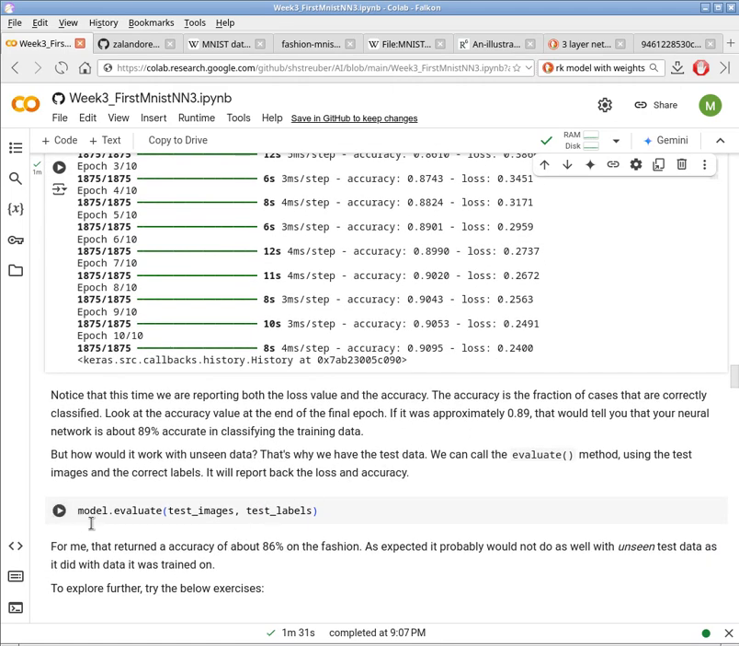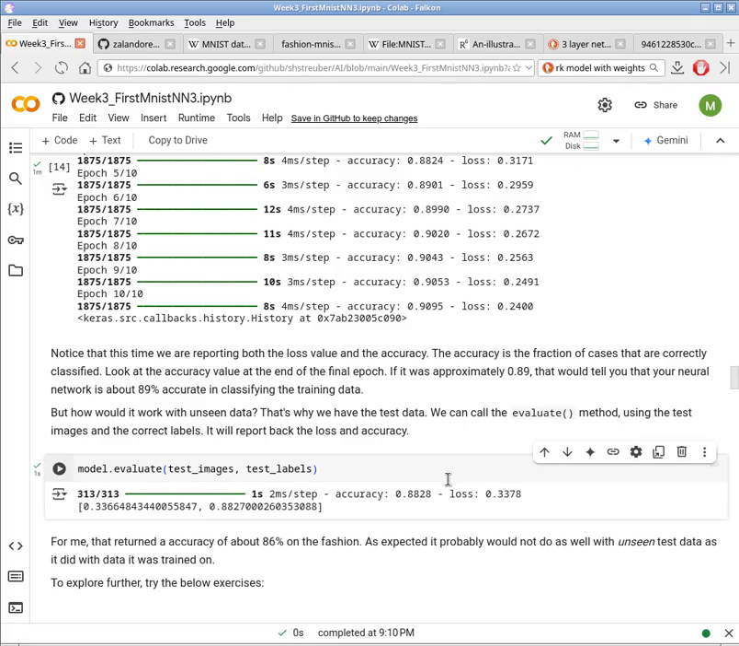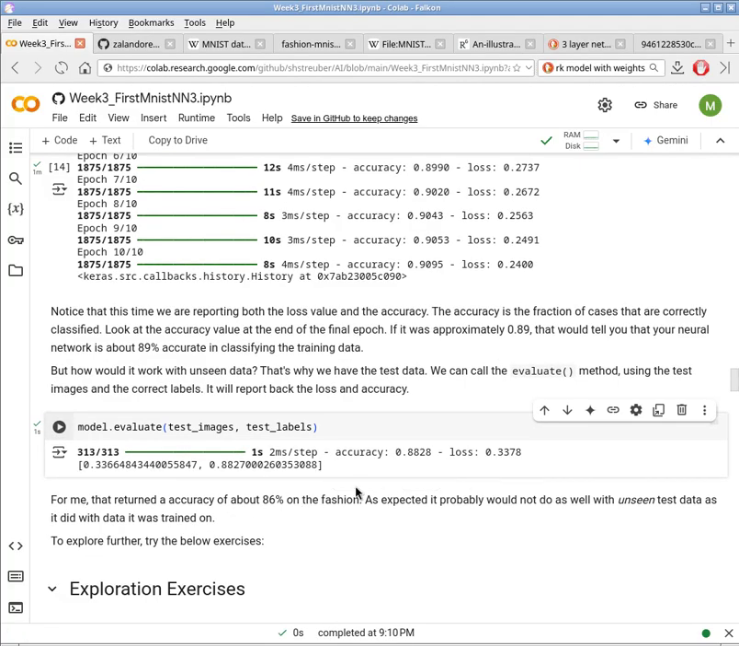Now let's try it on the test images. You'll notice we have 10,000 test images, and we have the 10,000 labels. Now let's give this a whirl. And what do we got? It's 88% instead of 91%. So on the images it hasn't seen yet, it's doing a little bit worse, about 3% worse. Still basically the same, but it's a little bit worse.